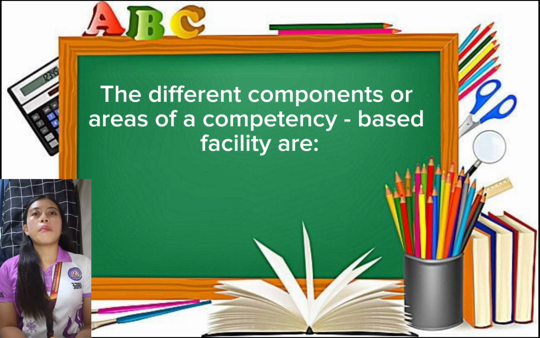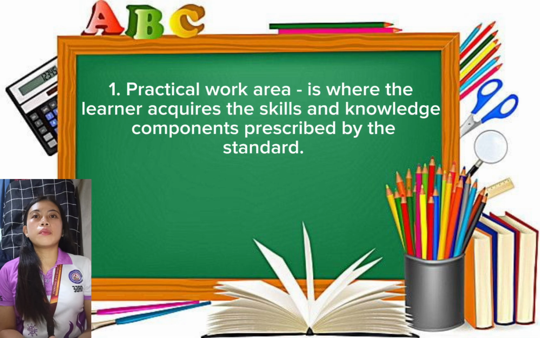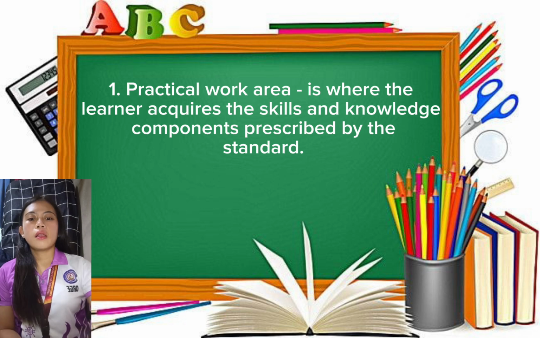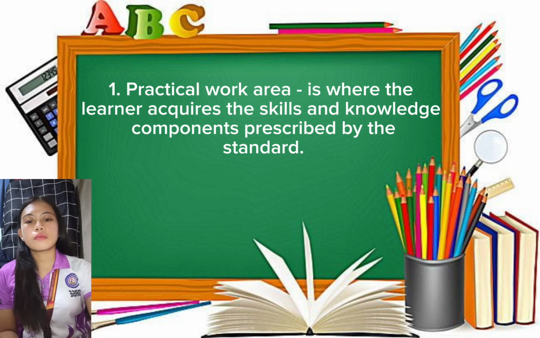My topic is all about the different components or areas of a competency-based facility. Number 1 is the practical work area. It is where the learner acquires the skills and knowledge components prescribed by the standard. In the practical work area, students learn hands-on skills like fixing engines or electrical systems. It is divided into stations based on the different skill levels.